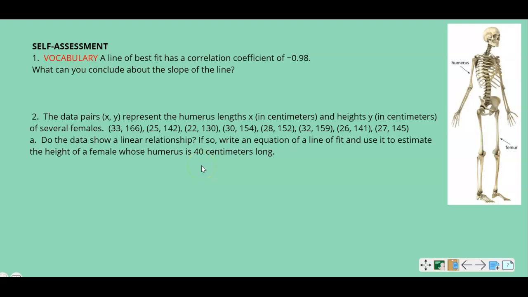All right, number 2, the data pairs represent the humerus lengths x in centimeters and height y in centimeters of several females. Instead of a table, they're giving you ordered pairs, but that's the same information, just in a different form. So it says, do the data show a linear relationship? If so, write an equation of a line of fit and use it to estimate the height of a female whose humerus is 40 centimeters long. All right, take a few minutes, pause the video, work on these yourself, and then come back to see how you did.